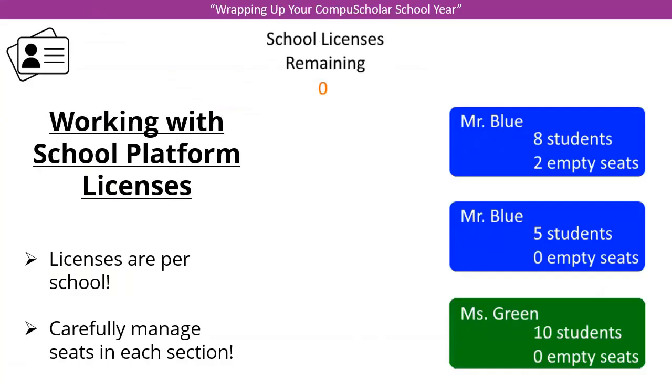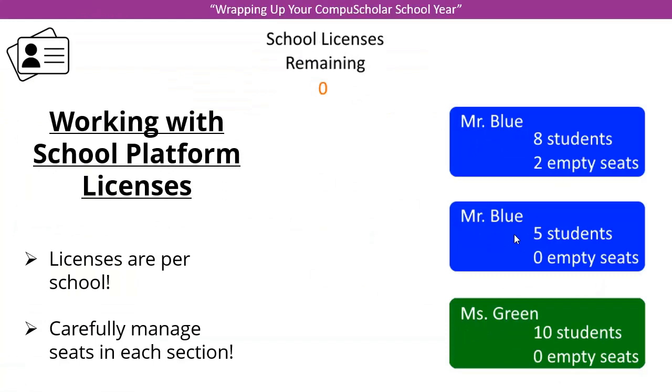Let's take a closer look at the students that might actually register within the course. So remember, we had 10 students allocated to the first section, 5 to the second, and 10 to the third. So these are really seats that you're allocating to a section, and you may or may not actually fill those seats with students. So in the first example, you can see Mr. Blue enrolled 8 students, and he has 2 empty seats left out of that 10 license that he allocated.